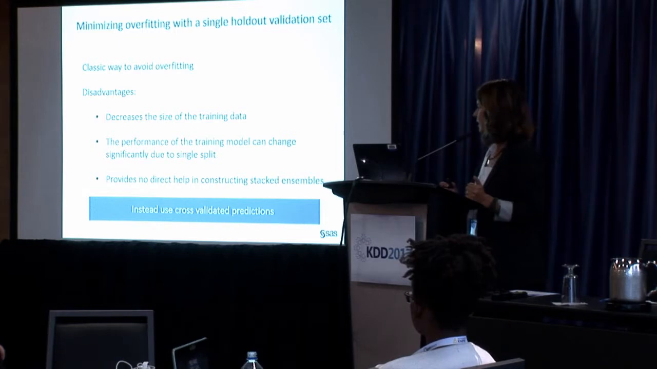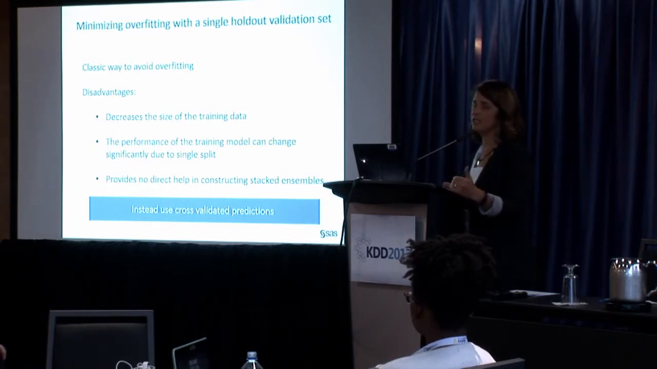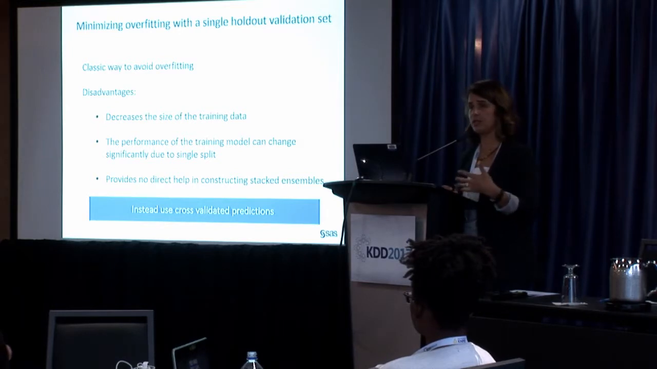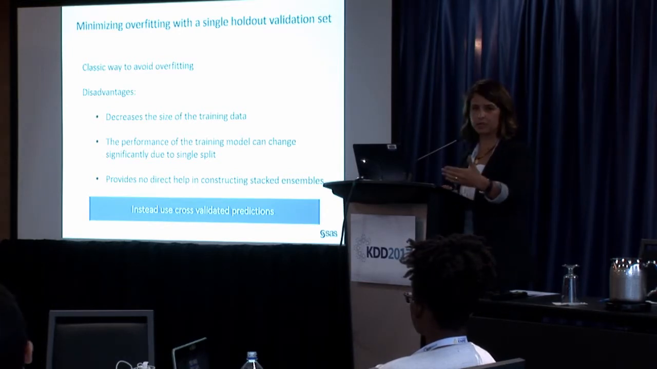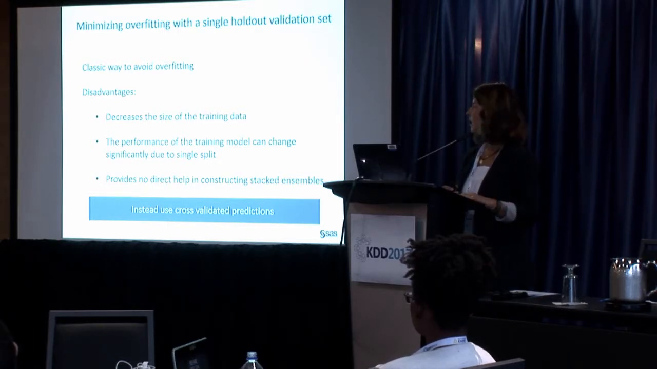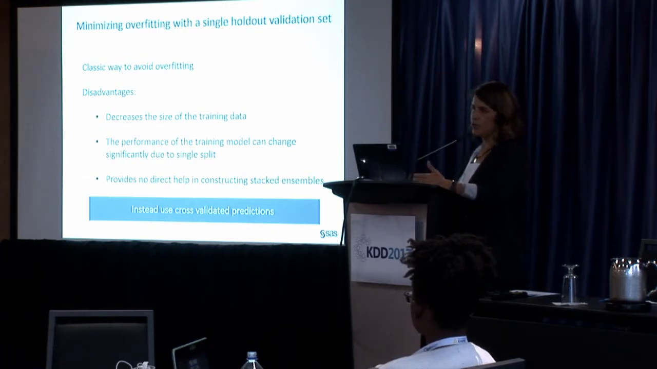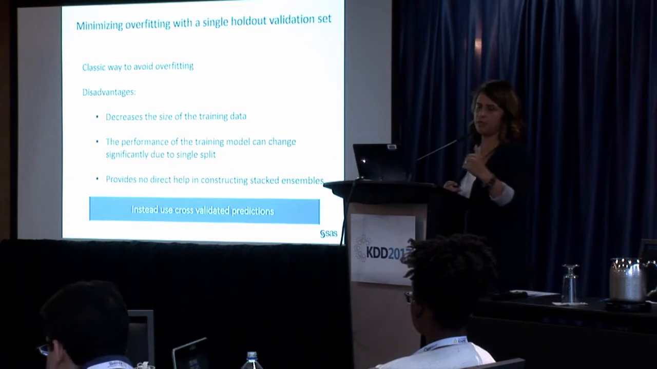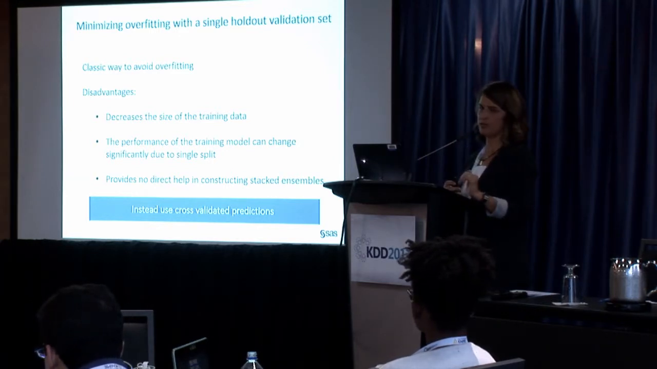The other issue is that when you have a single validation set, you have just one single split. Suppose you are using 30% of your data as a validation set and you're doing feature selection. When you change the split, you might come up with a whole different set of predicted variables or inputs. Also, setting aside one validation set does not help directly in constructing stack ensemble models. To build stack ensemble models, remember I had predictions coming from each model. And for that, we will use cross-validated predictions.